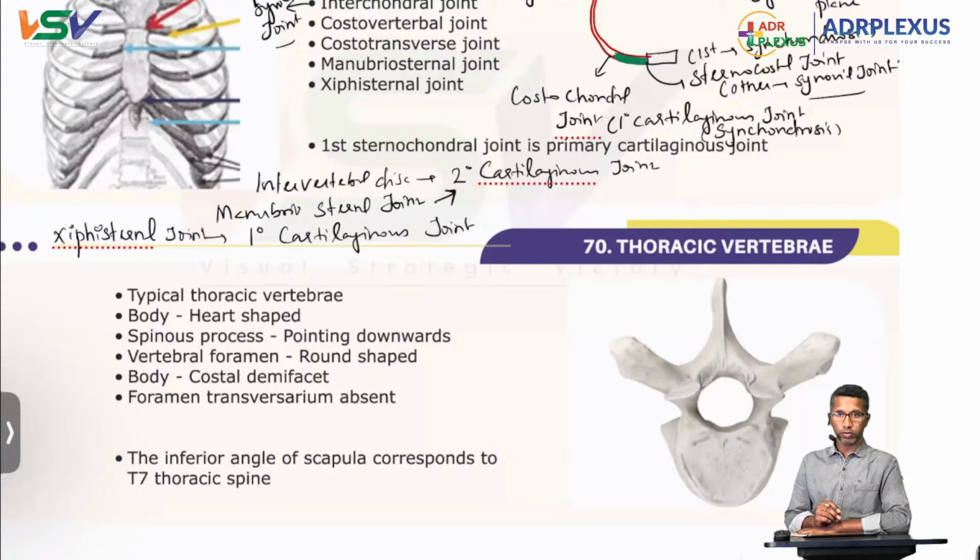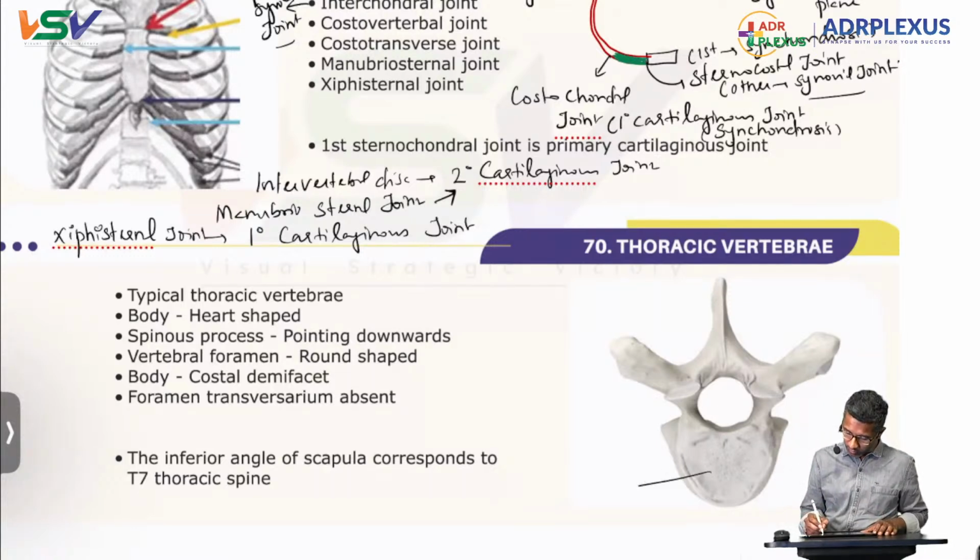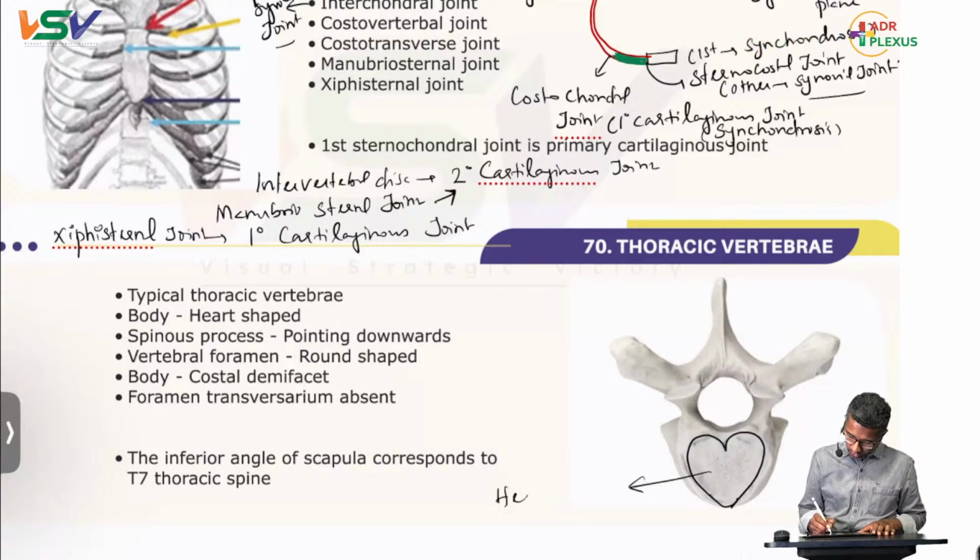The simple way to identify the vertebra is to look at the body of the vertebra. When you have a heart shaped vertebral body, that is called a thoracic vertebra. So this is a heart shaped body.